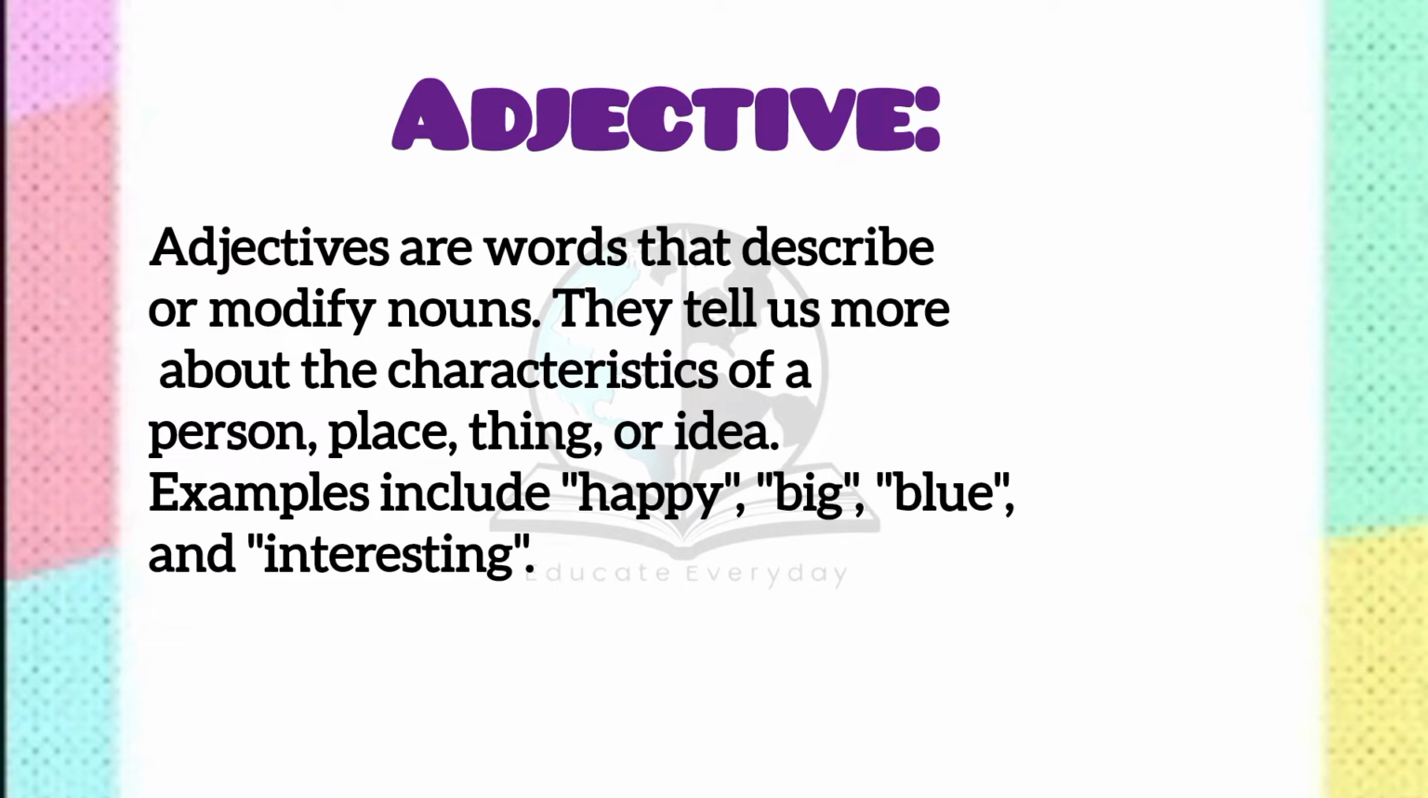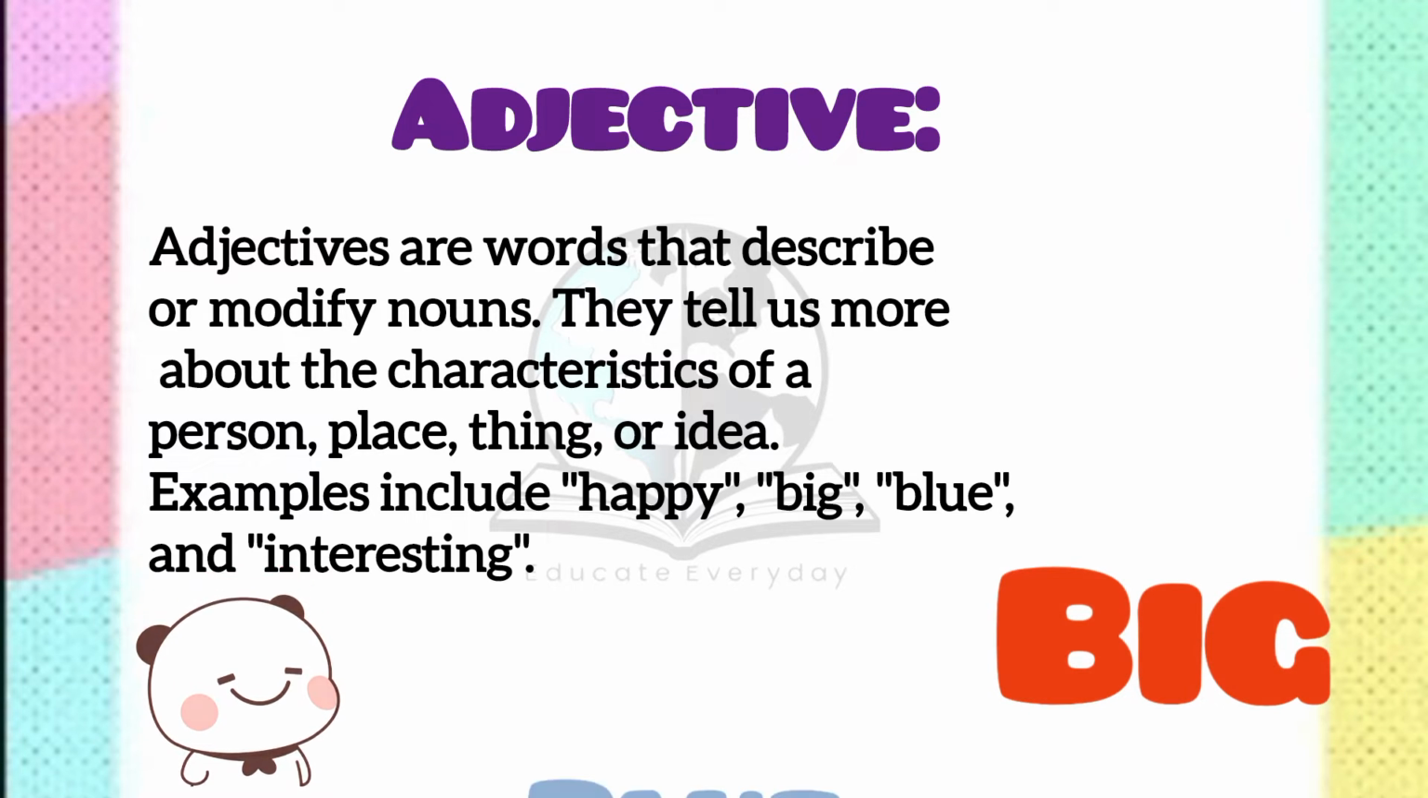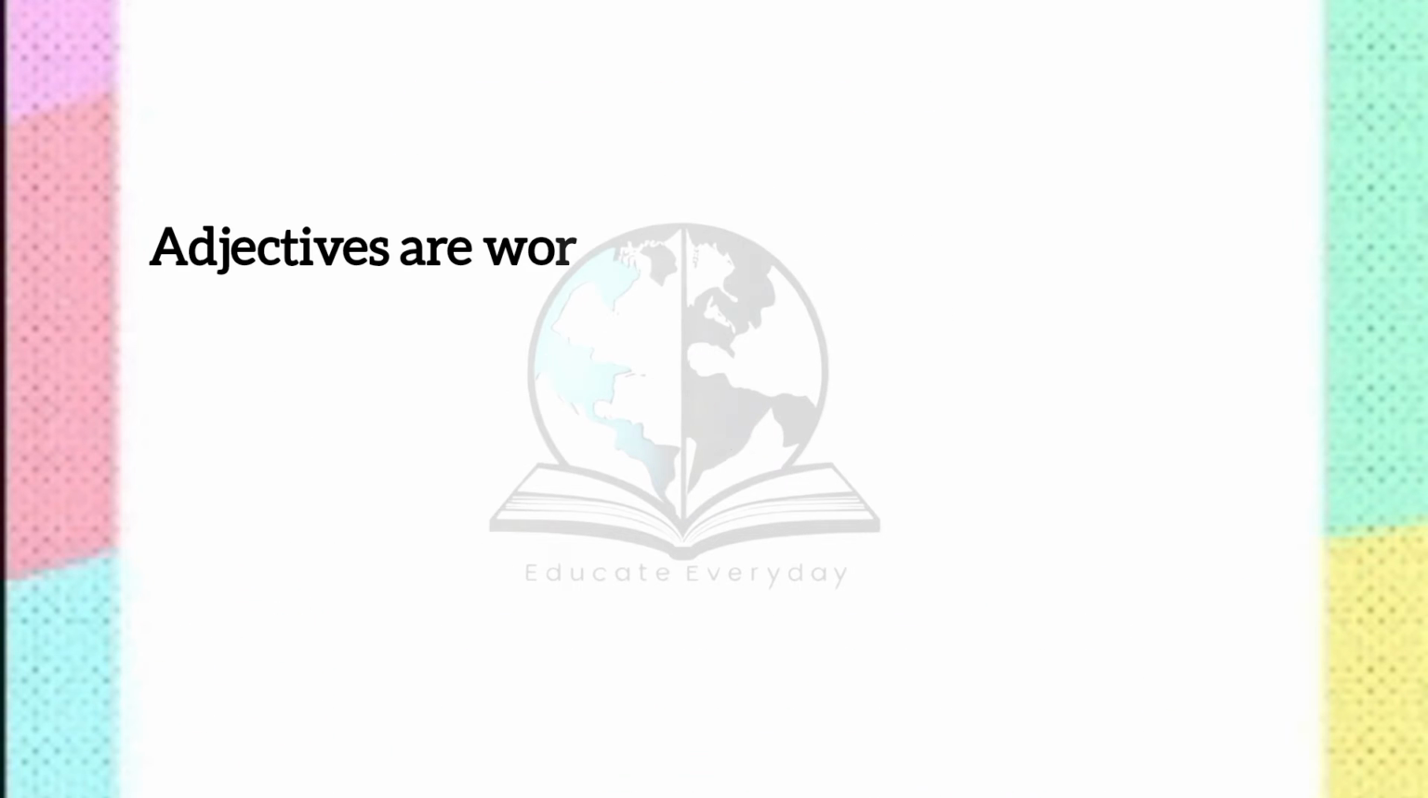Adjectives are words that describe or modify nouns. They tell us more about the characteristics of a person, place, thing, or idea. Examples include happy, big, blue, and interesting.